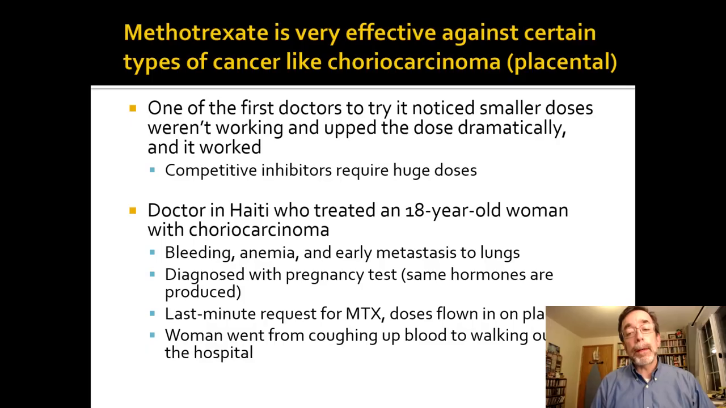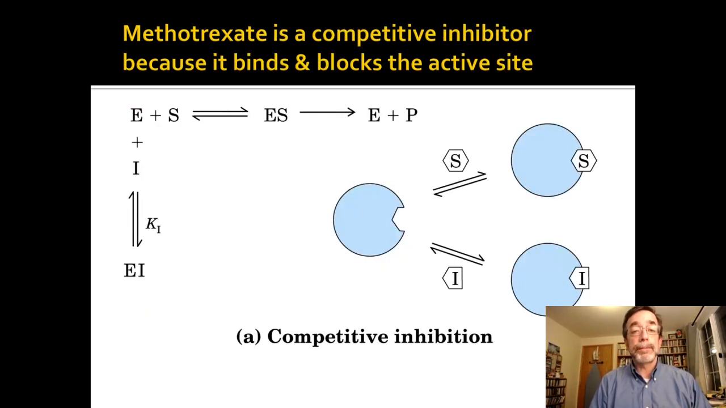She went from coughing up blood to walking out of the hospital in one day. Methotrexate is very effective against these placental choriocarcinomas. He saw it with his own eyes. So methotrexate works because in her body it blocked all the DNA synthesis. So how does that work, and how does that fit into the kinds of data that we were talking about?